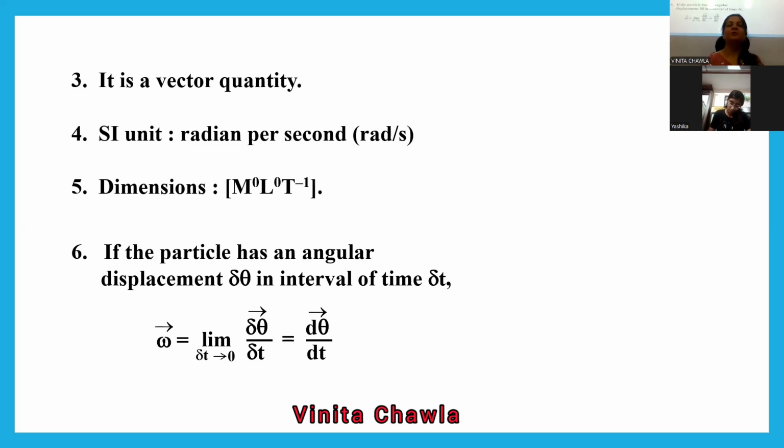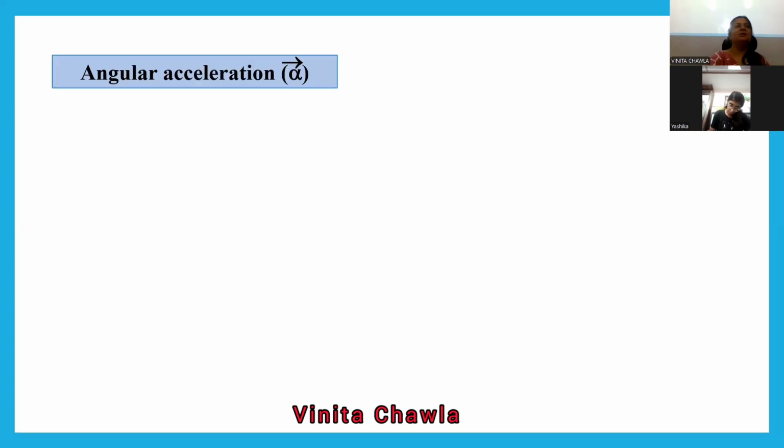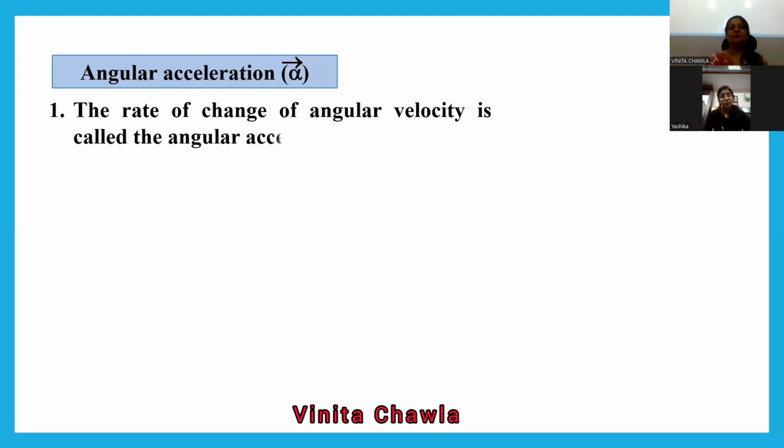In terms of derivative, we can write d theta by dt. Please write this in your notebook. Linear acceleration is the rate of change of velocity with time, and angular acceleration is the rate of change of angular velocity with time. Okay? The rate of change of angular velocity is called angular acceleration.